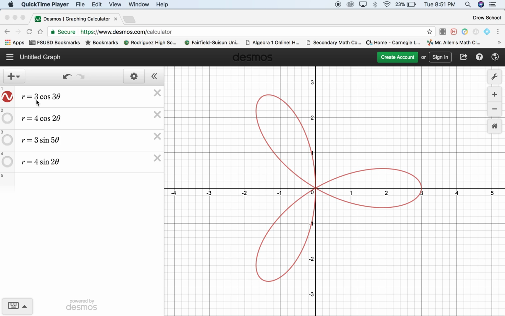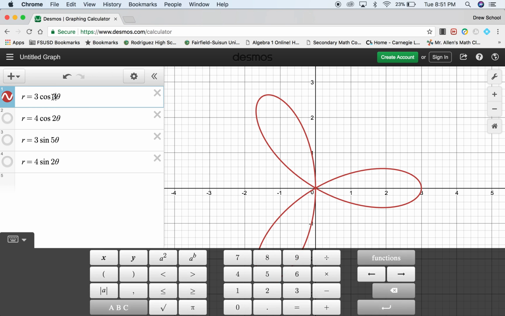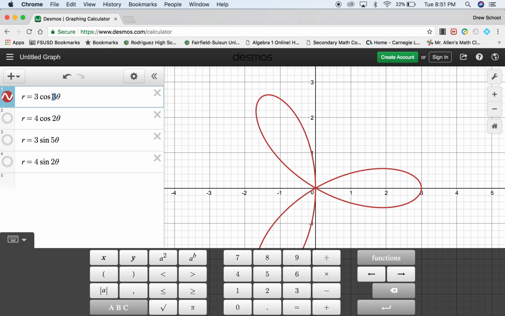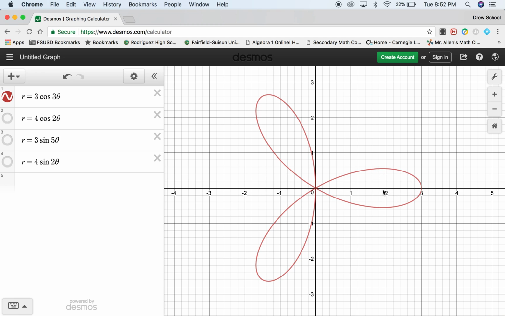So here we have the graph of r equals 3 cosine 3 theta. And you notice that our n value is an odd one. And since it's odd, it's with cosine. That means it is symmetric over the x-axis. Since this number is odd and it's cosine, it's symmetric over the x-axis. Again, since our n value is odd, we have 1, 2, 3 petals.